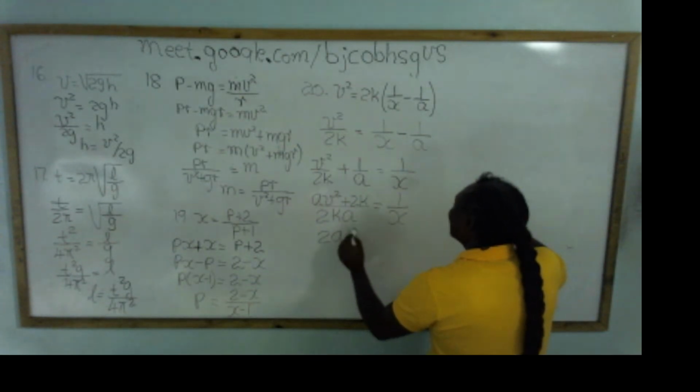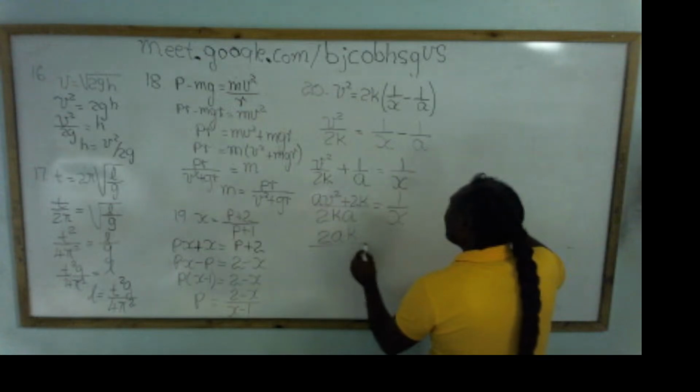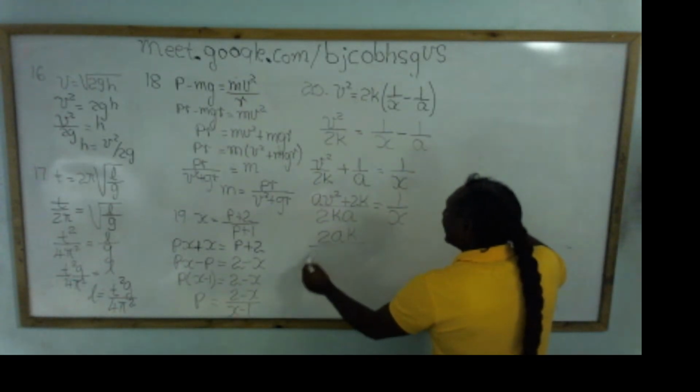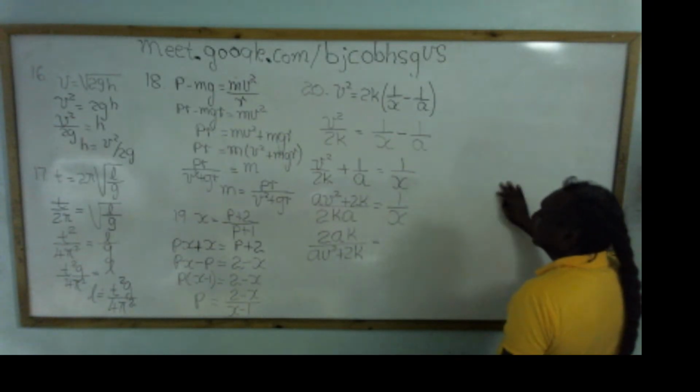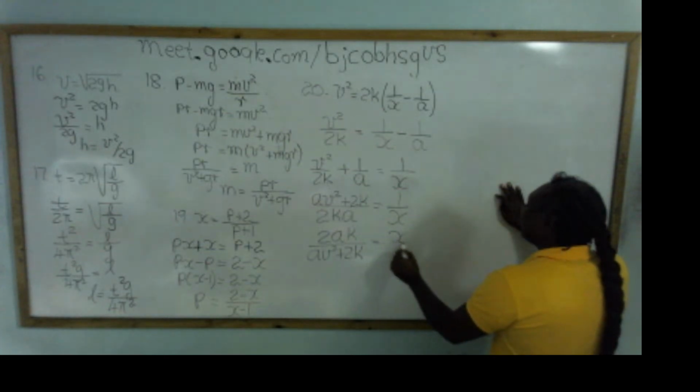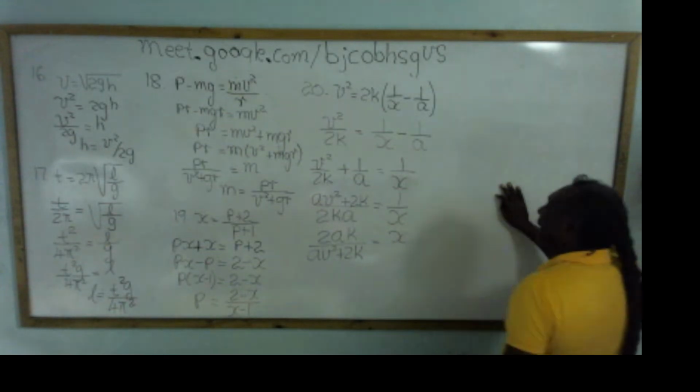Put it in alphabetical order. This is what we have. Over ab squared plus 2k is equal to x, because when we reciprocate 1 over x, we have x.